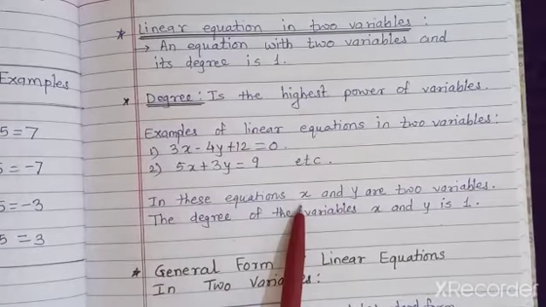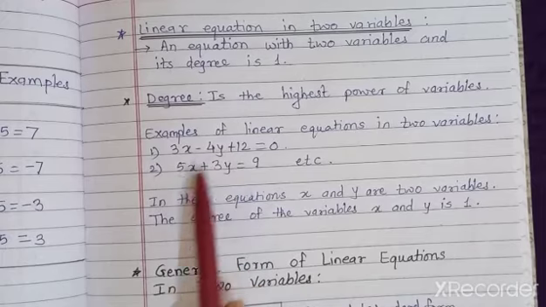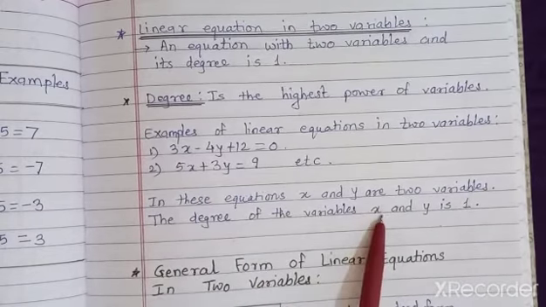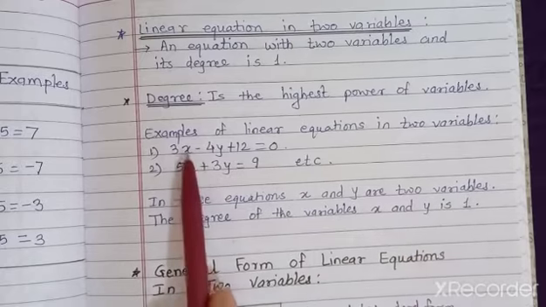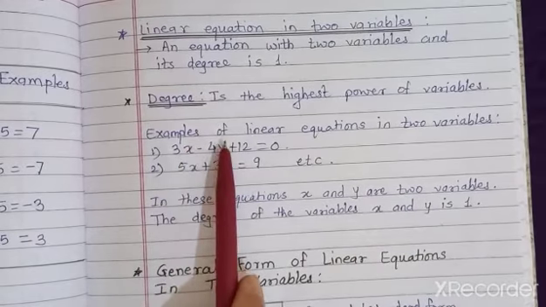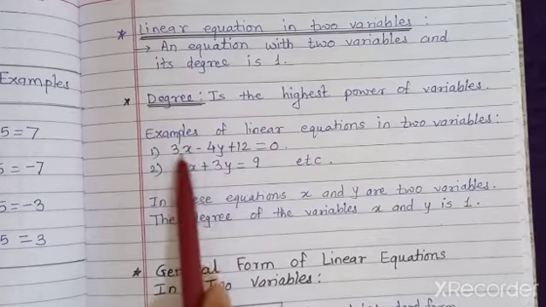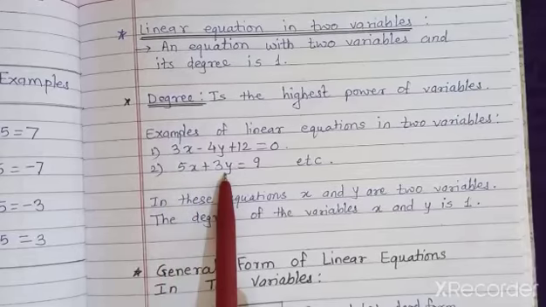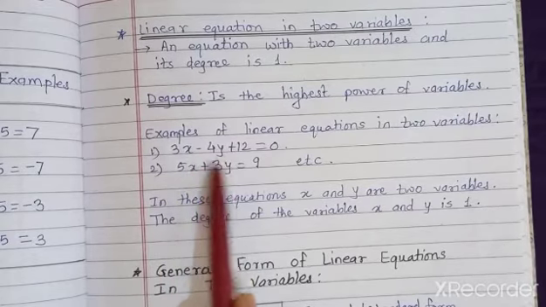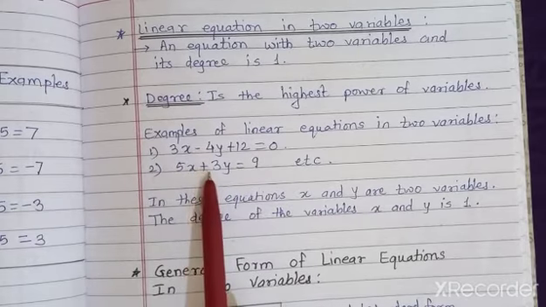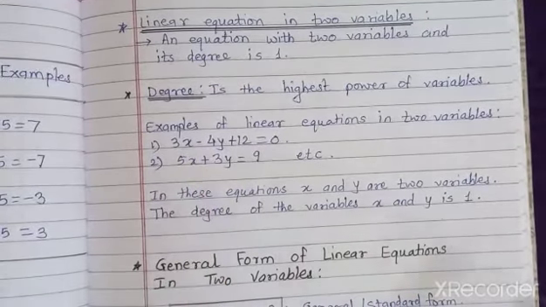Now in these equations you can see x and y are the two variables, and the degree of the variables x and y is 1. Here you can see the highest power of x is 1, y is also 1. So overall, what is the highest power? That is 1. In the second example also, the highest power of the variables is 1. So these types of equations are called linear equations in two variables.